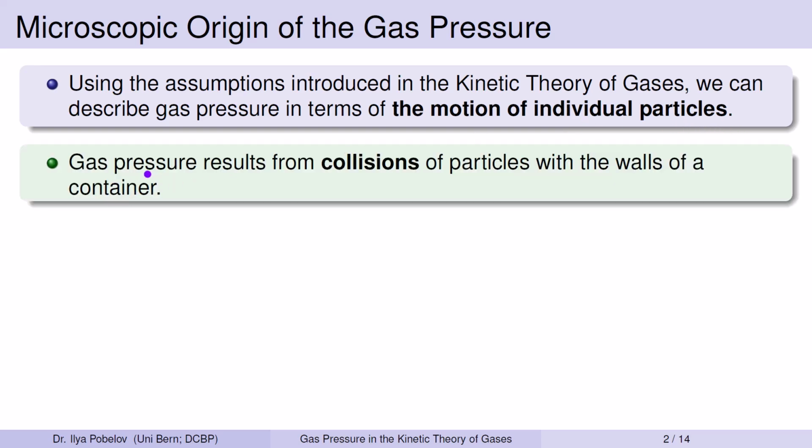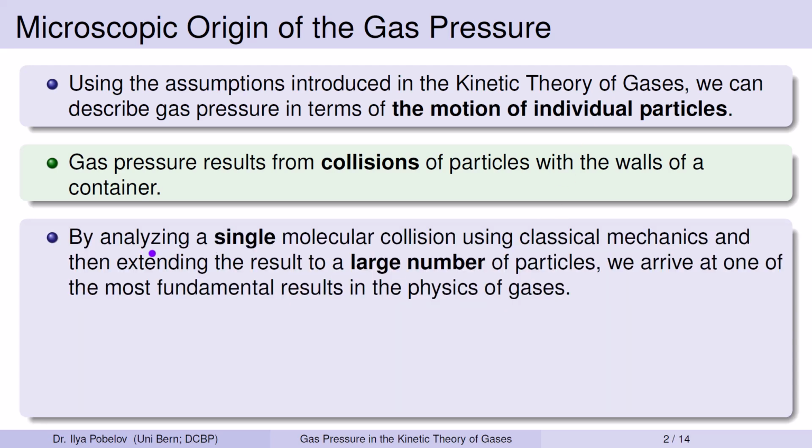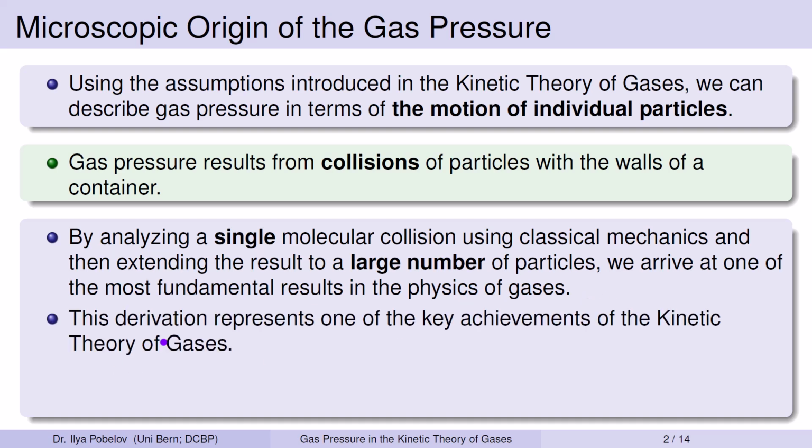The idea that gas pressure results from collisions of particles with the walls of a container is a central concept of the kinetic theory of gases. By analyzing a single molecular collision using classical mechanics and then extending the result to a larger number of particles, we arrive at one of the most fundamental results in the physics of gases. This derivation represents one of the key achievements of the kinetic theory of gases.